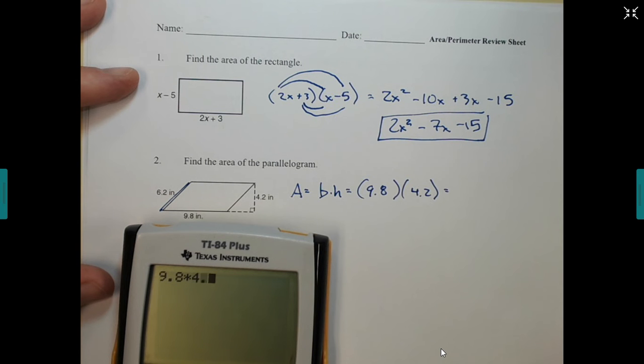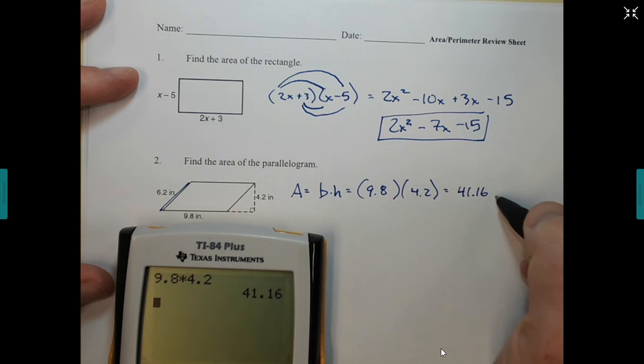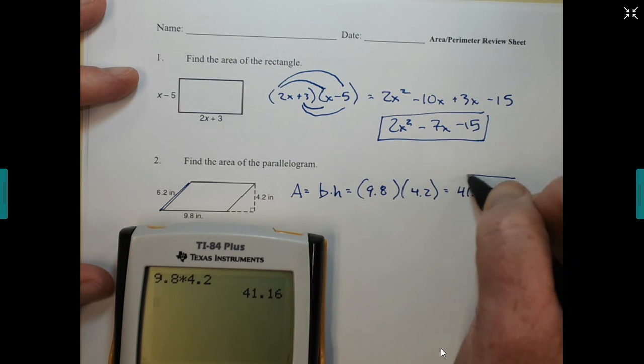9.8 times 4.2. I got 41.16, and the units here are inches. This is an area, so it's squared.